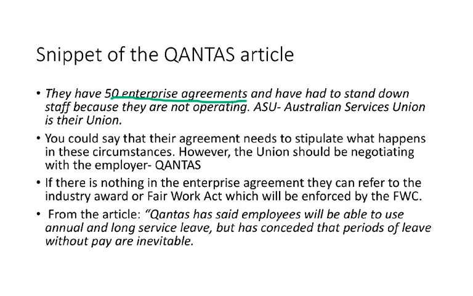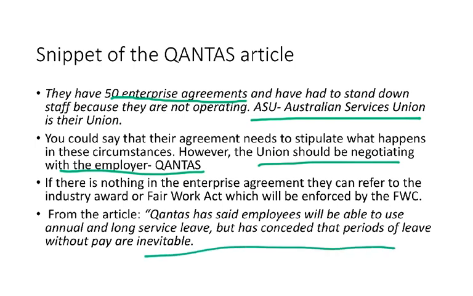Their union is the ASU, the Australian Services Union. But in this situation, the union's role would be to try and uphold as many conditions of that enterprise agreement as possible. So the union should be negotiating with the employer, particularly Qantas, when it comes to standing down employees. What entitlements do they have? Can they use their sick leave, their annual leave, or their long service leave? So as you see here, employees are still being paid.